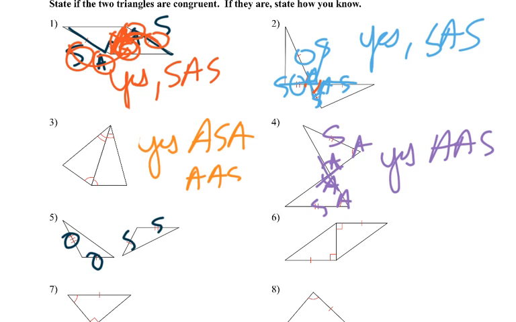Okay, if I look at 5, I've got a side and a side. Any other angles? Nope. Any other sides? Nope. Only 2 pieces. I have to say it's not congruent. It's the only option that I have on this one, is to say that it's not congruent.